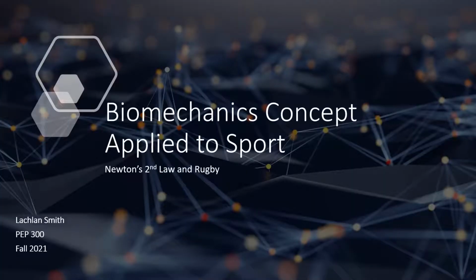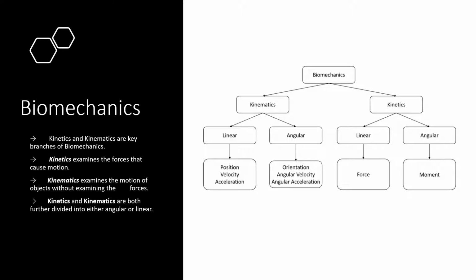The field of biomechanics is a complex one, covering a wide array of topics, and including a variety of subdisciplines. Among these are kinematics and kinetics. They represent fundamental branches of the biomechanics tree, and are key aspects of the field. Kinetics examines the forces that cause motion, while kinematics examines the motion of objects without examining the forces involved. Both can be further divided into either angular or linear aspects.